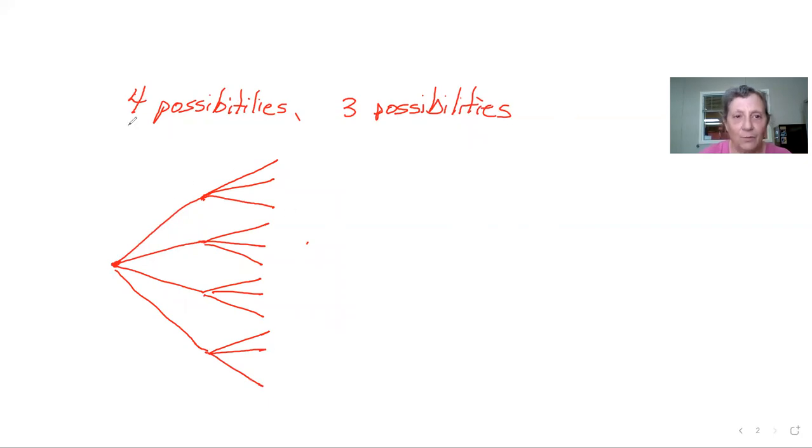So if there are 4 possible ways for the first thing to turn out, and then 3 possible ways for the second thing to turn out, and the way the first thing happened has no effect on the fact that there are 3 ways the second thing can happen, notice that we end up with 1, 2, 3, 4, 5, 6, 7, 8, 9, 10, 11, 12. How do you get a 12 from a 4 and a 3? You multiply.